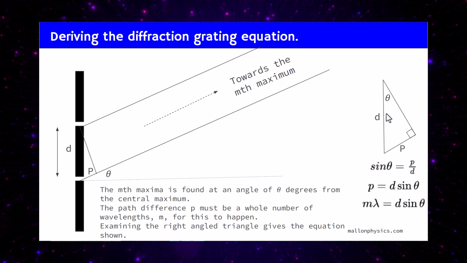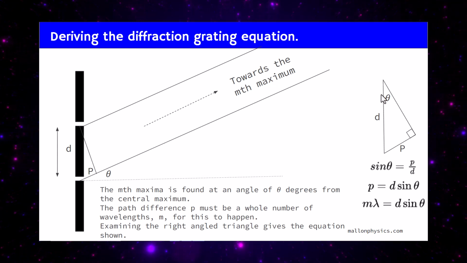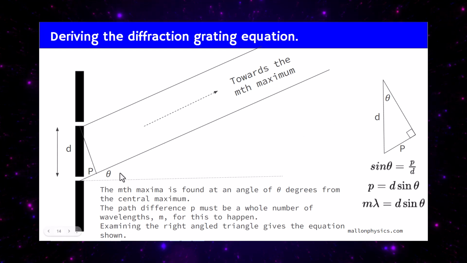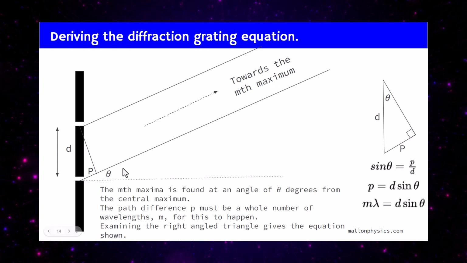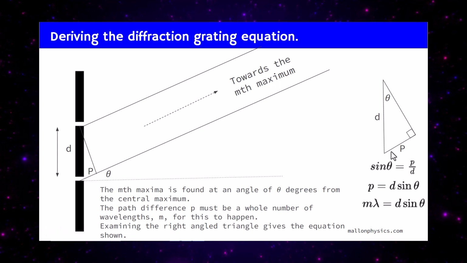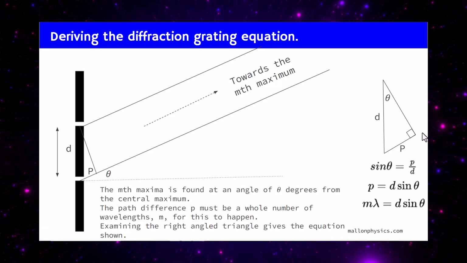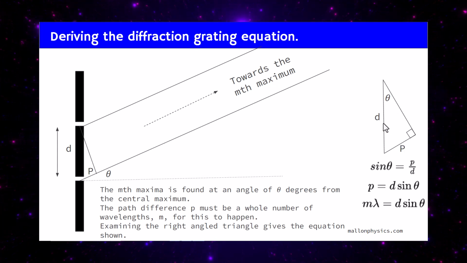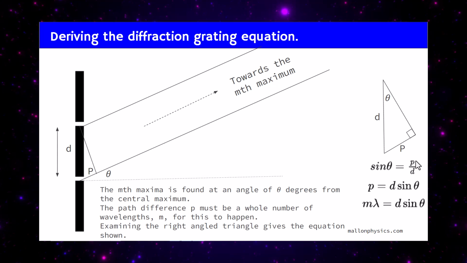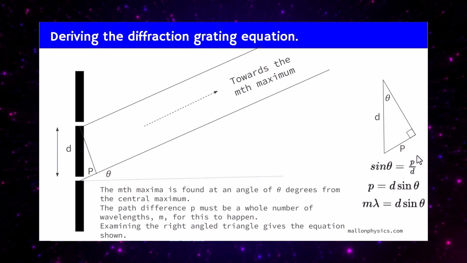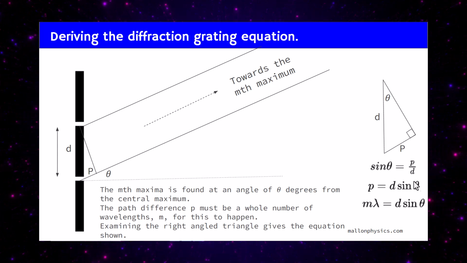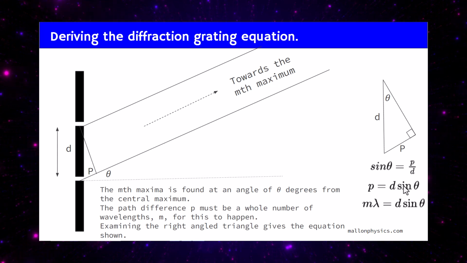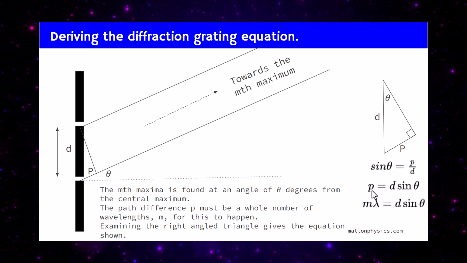The distance here, the triangle, is the distance between the slits d. That angle there, theta, is exactly equal to that angle there, theta, with a little bit of geometry. And this distance here becomes the path difference. So we can say that sine theta is equal to the opposite divided by the hypotenuse. So sine theta equals p divided by d, the path difference divided by the distance between the slits. Now we can rearrange that to have p equals d sine theta, where p is the path difference.